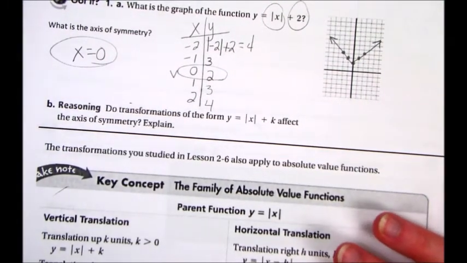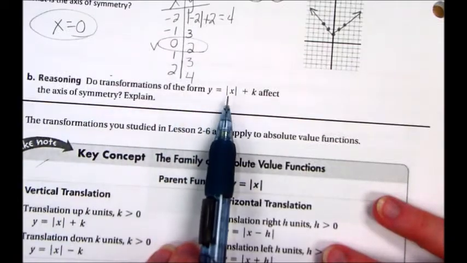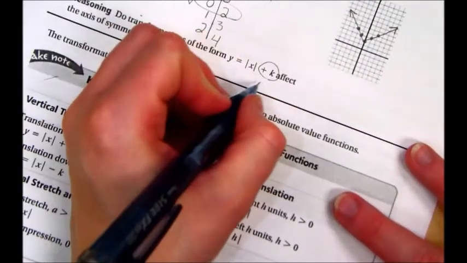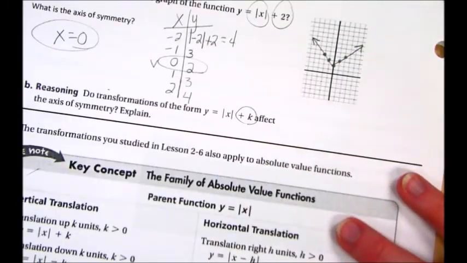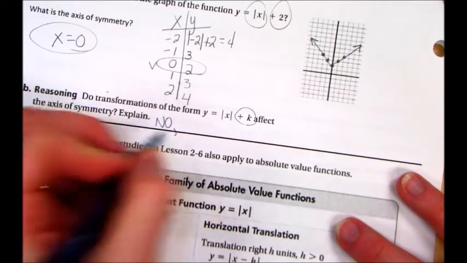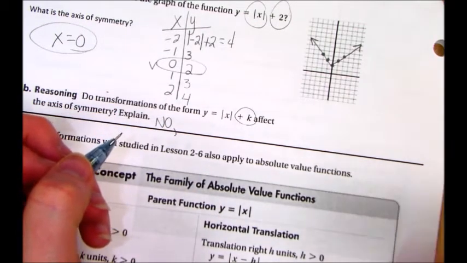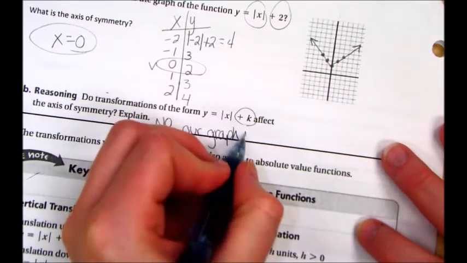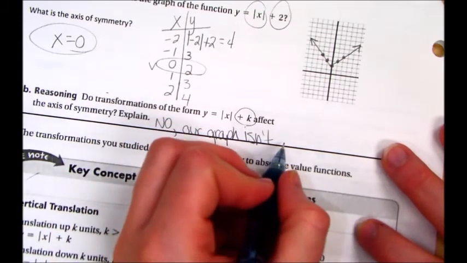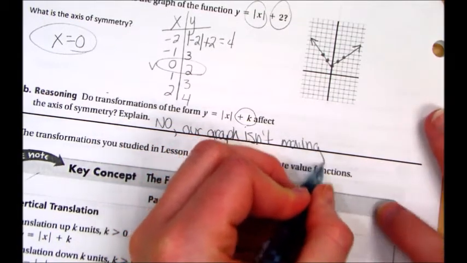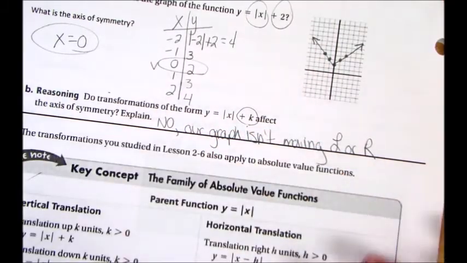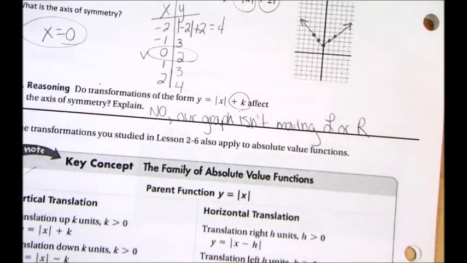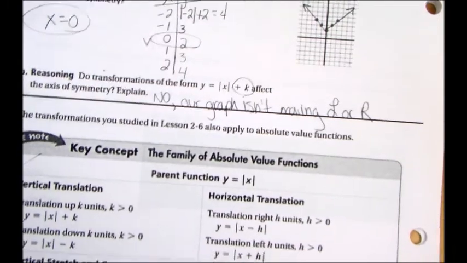Part B says, do the transformations of the form y = |x| + k affect the axis of symmetry? So they're asking, when I put a number in the back, does that change the axis of symmetry? The answer is no, because the axis of symmetry doesn't move, since our graph isn't moving left or right. So the axis of symmetry stays at x = 0. The graph just moves up and down the axis of symmetry, which means it still folds on the same line.